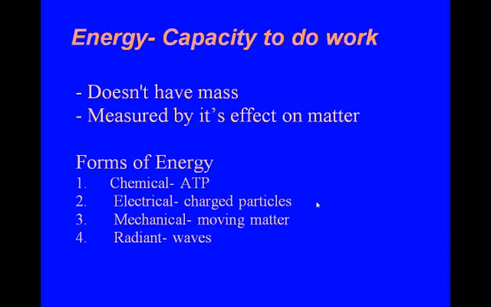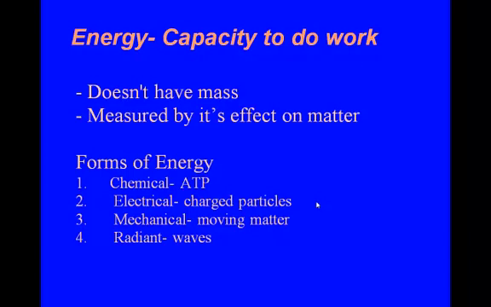So here we are at energy. This is the capacity to do work. Energy does not have mass. Instead, it's measured by its effect on matter. Now, there are several forms of energy. For example, chemical energy. We see that in the body in the form of ATP, adenosine triphosphate, which we will talk a lot about.